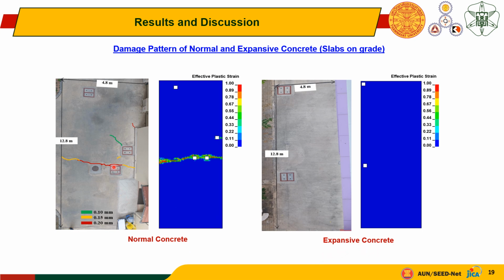For normal concrete, in the actual structure, after the investigation, we can see that there is a crack at the center of the slab. It also happened in the finite element analysis results. But in expansive concrete, we can see that in the actual structure there is no crack. It is also a similar result with the finite element analysis. So from this result, we can see that expansive concrete is sufficient to prevent shrinkage cracking.